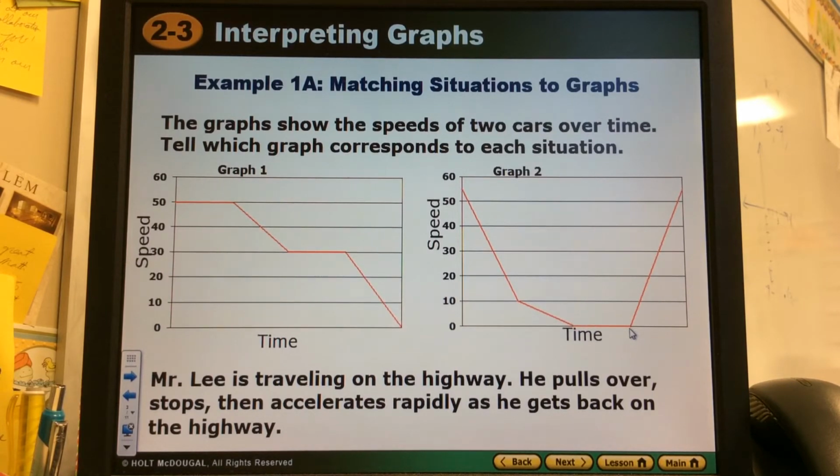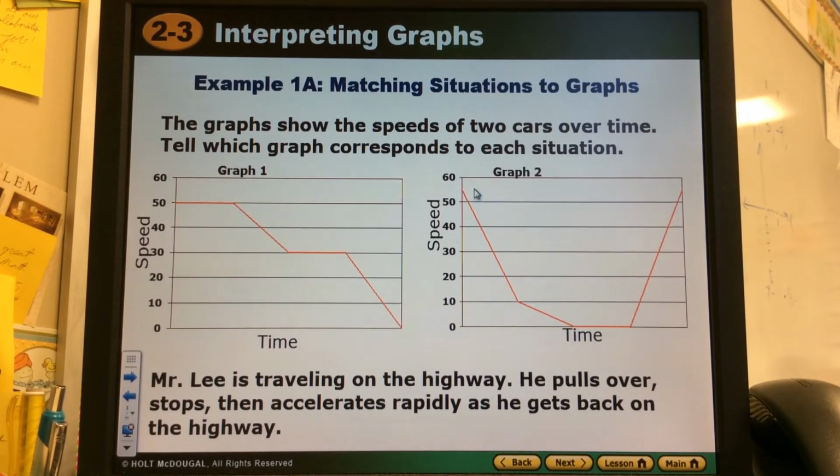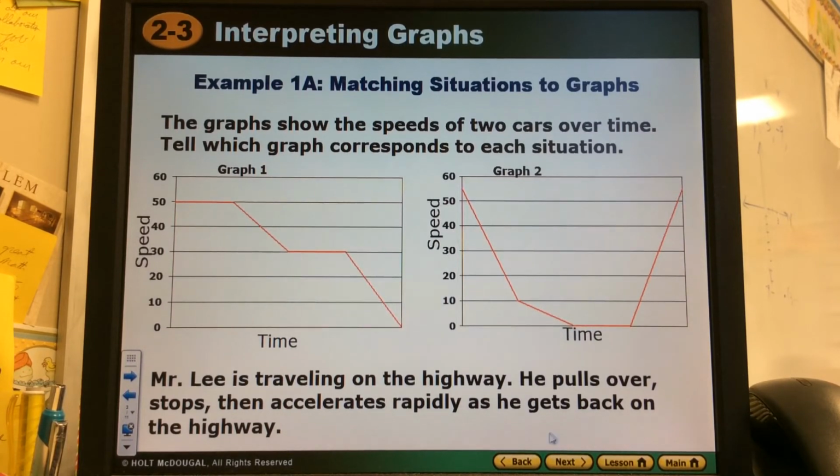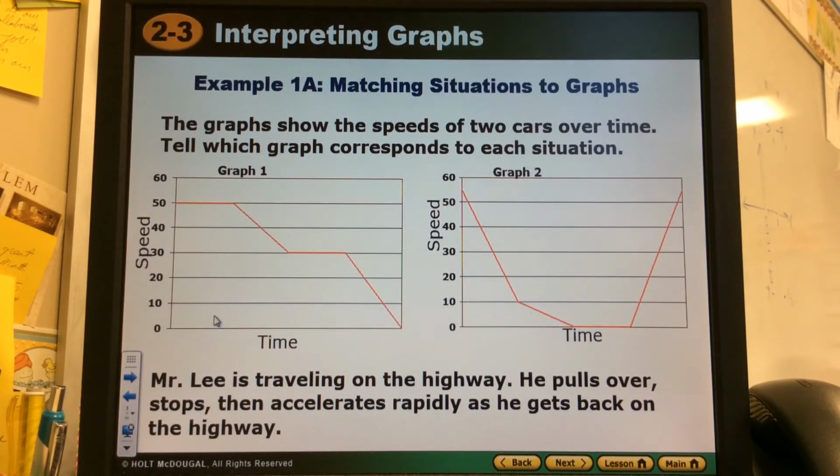Then he's going to get in his car and he's going to accelerate rapidly. So over this short period of time, he goes right back up to 55. In this span of time, the span of time is longer than this span of time, so he slows down at a slower rate than he's speeding up right there. So it is graph 2. Now, the next example, let's look at, and then we'll go through graph 1.